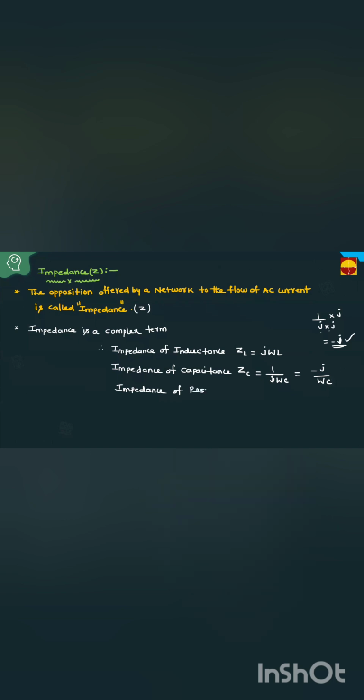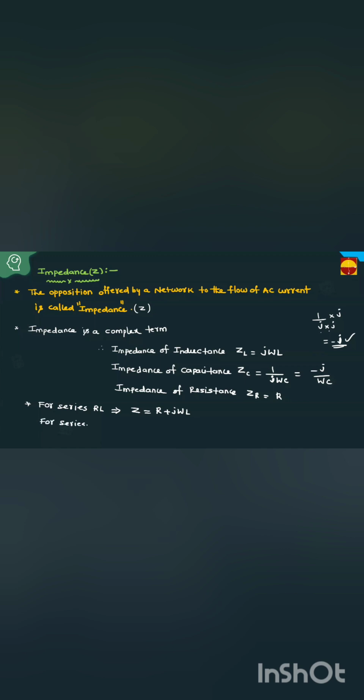The impedance of a resistance, that is ZR, equals R only. There is no change, it is R only. If it is RL in series, then what is the impedance you have to write? R plus j omega L. R impedance is R, L impedance is j omega L.